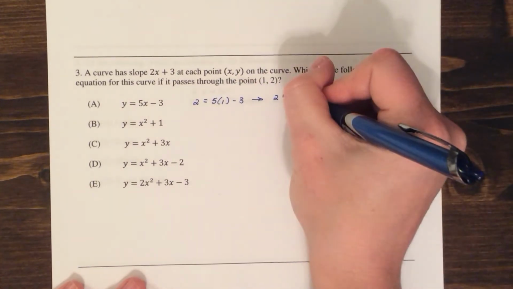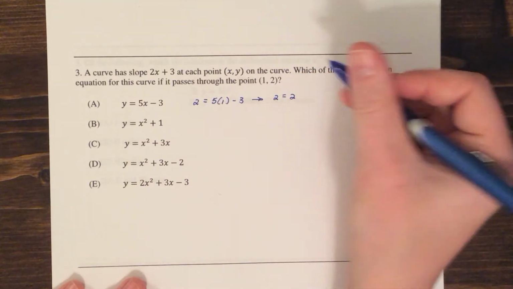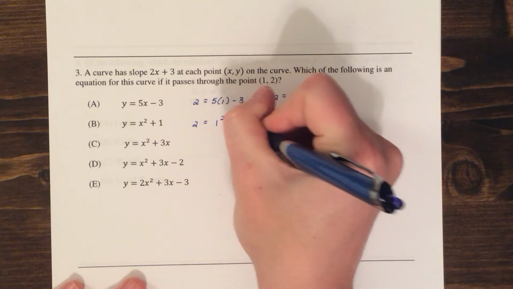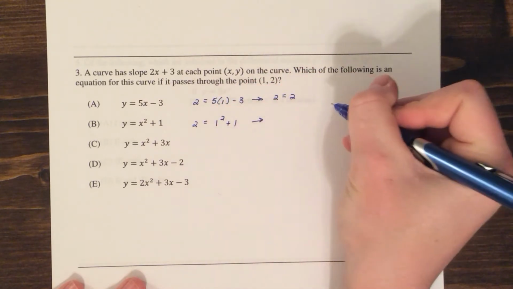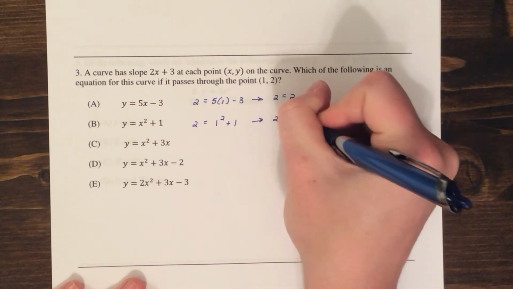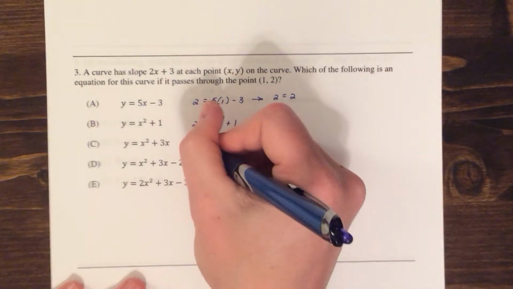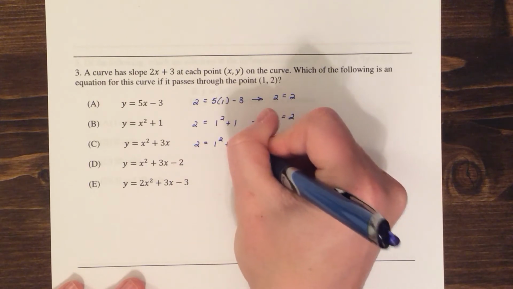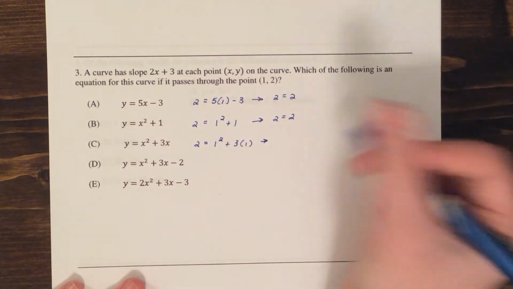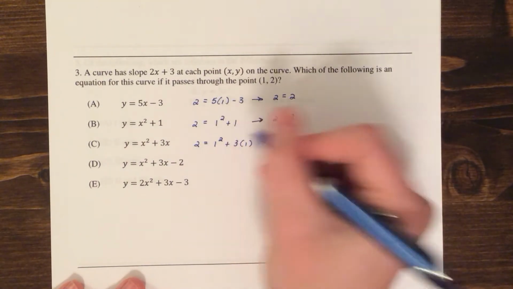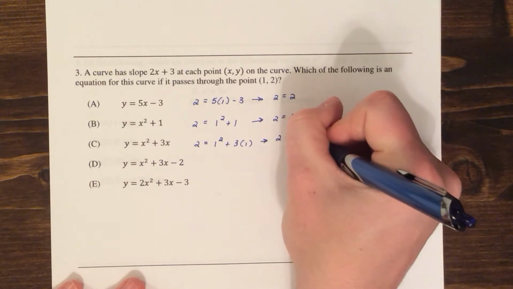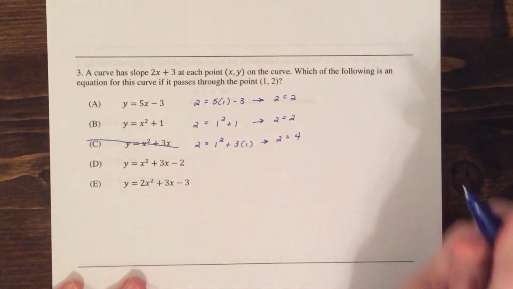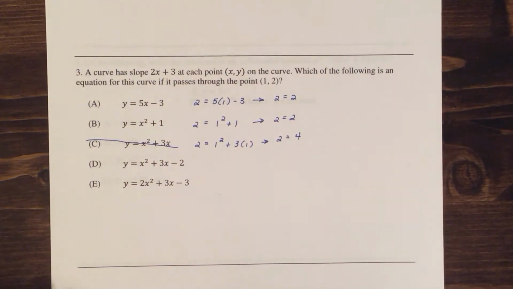5 times 1 is 5. 5 minus 3 is 2, so that checks out. Then we have 1 squared plus 1. 1 squared is 1, plus 1 is 2, so that also checks out. One squared is 1 plus 3, which would be 4, so that does not work. So we can mark off C there.